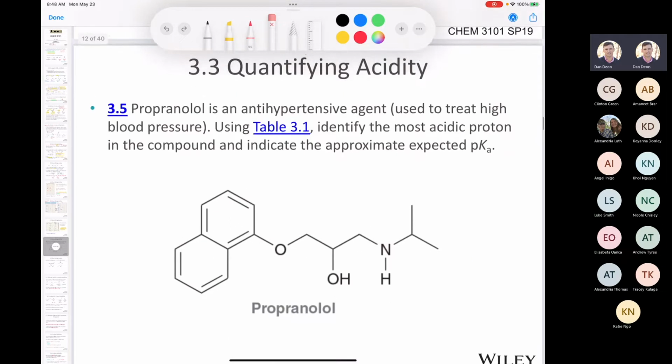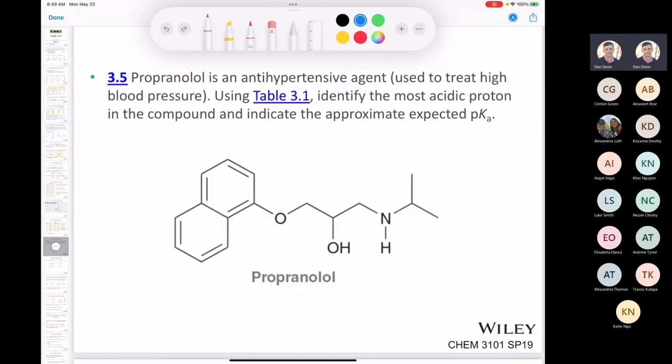Okay, well, it says here propranolol is an antihypertensive. Identify the most acidic proton in the compound and indicate the approximate expected pKa. And if you're going, well, hold on, whoa, Mr. Dion, you didn't show me this compound in that table. No, but I showed you the pKa of an aromatic proton. Right? These are all aromatic protons. If I fill in all these, we know that the pKa of an aromatic proton was around what? Can anybody tell me? I scribbled it down there at the end. What would the pKa of an aromatic proton be?